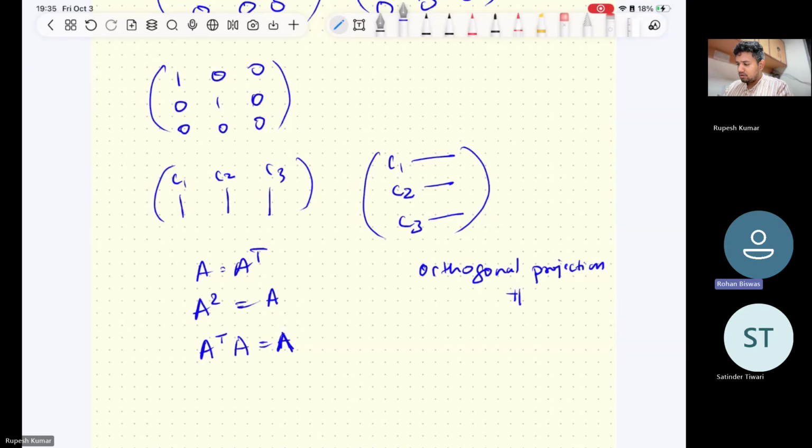So Satinder, actually we are thinking about why we are trying to find a geometric interpretation of why orthogonal projection has something to do with symmetricity. Mathematically, we already have figured it out. Now we are basically trying to find what happens when you take the transpose.